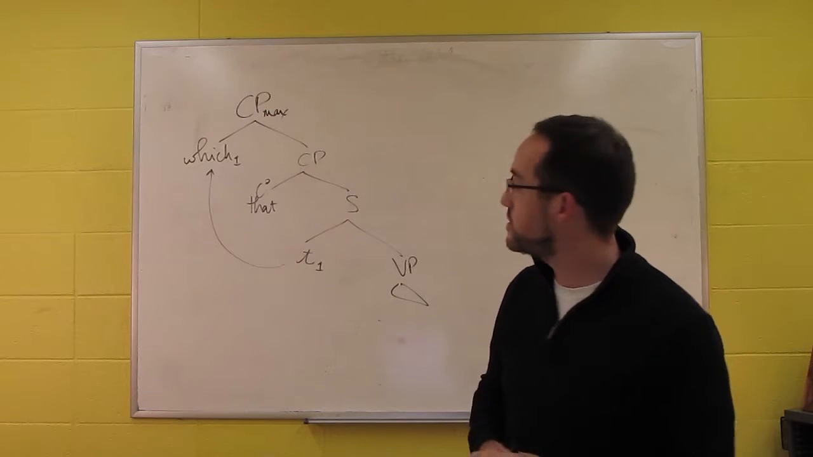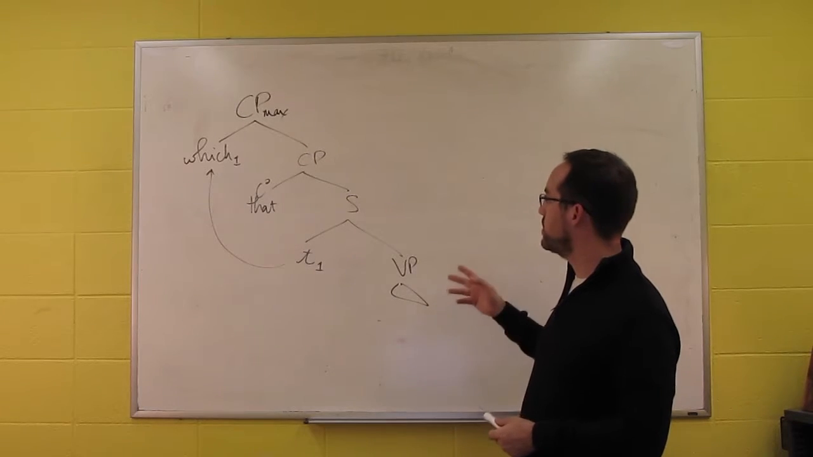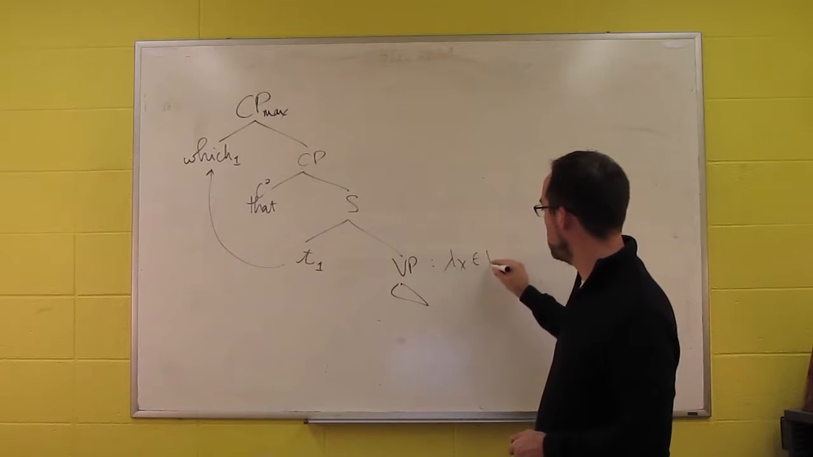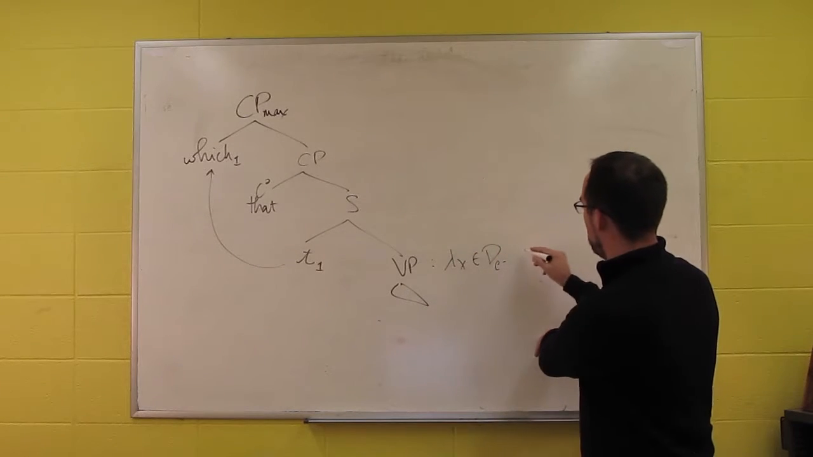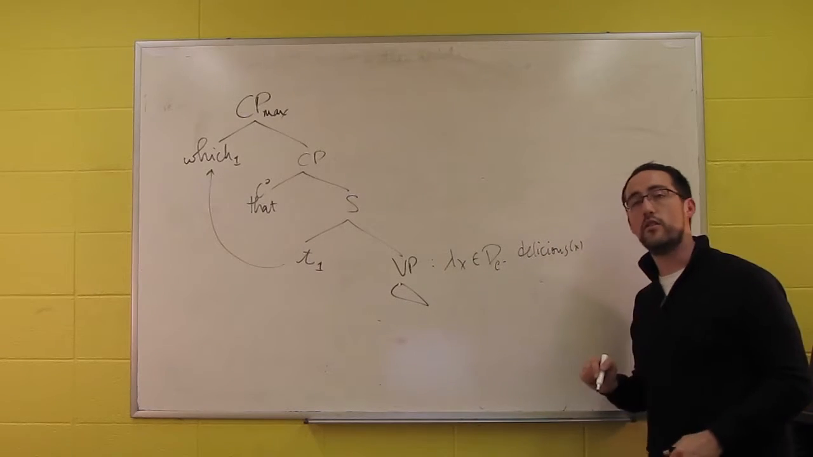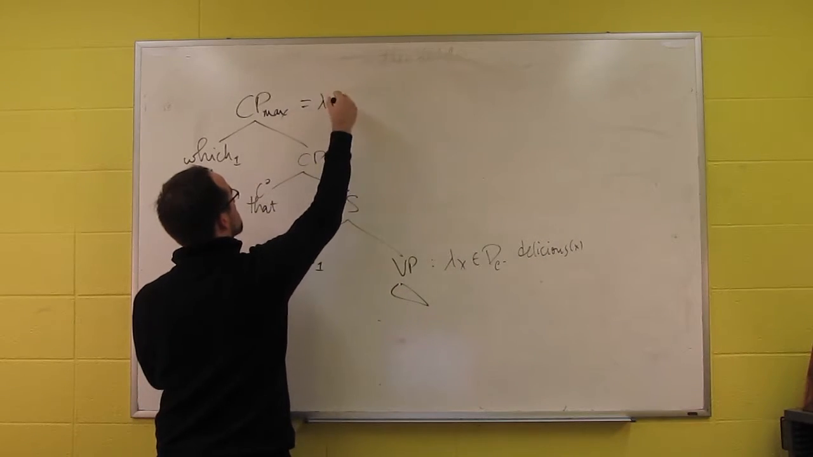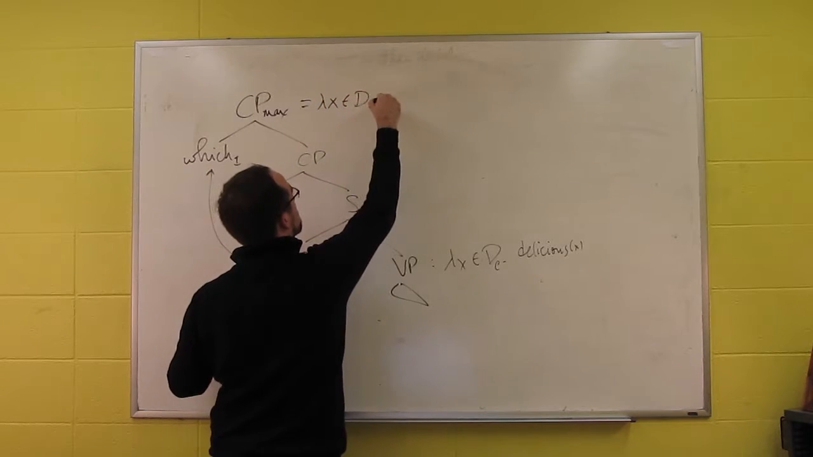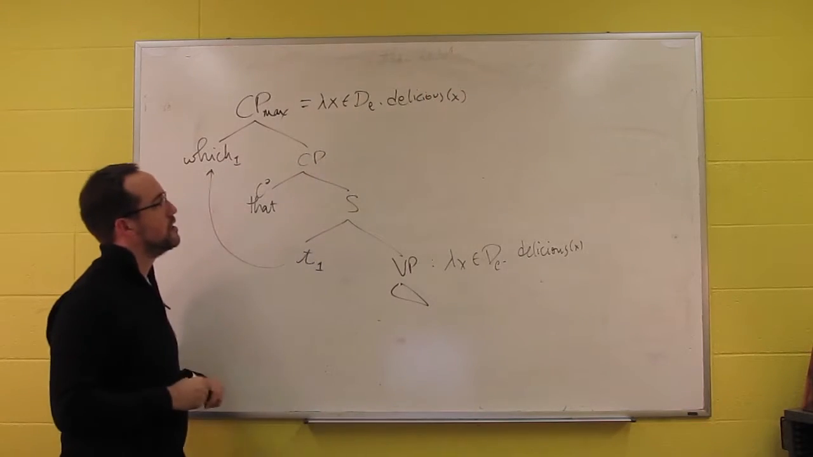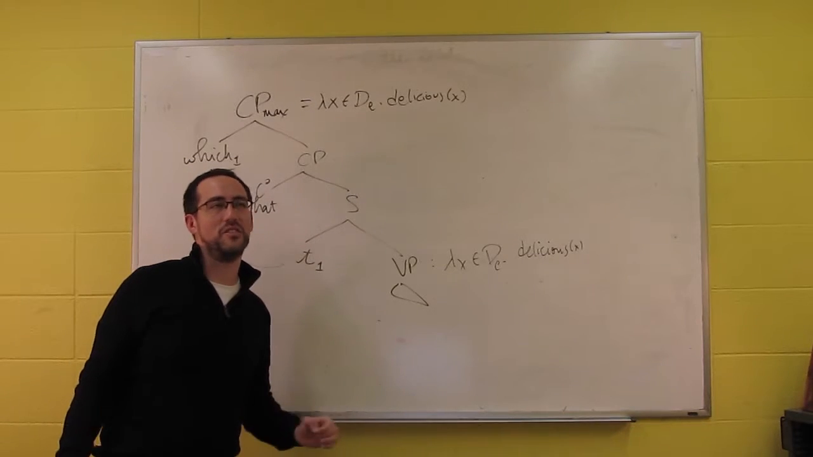So the question then is, how do we get this to have the same meaning as this? What is the meaning of this verb phrase? Well, it's going to be the function that gives you 1 if something is delicious and 0 if not. And that's what we want here. So essentially, what we want to do is add all this structure and have the exact same result.